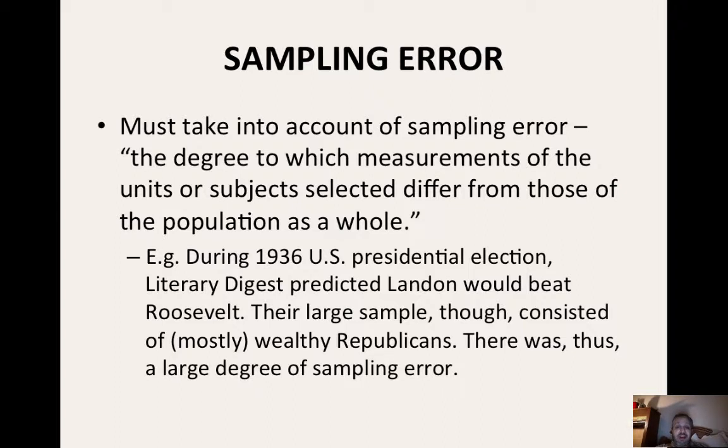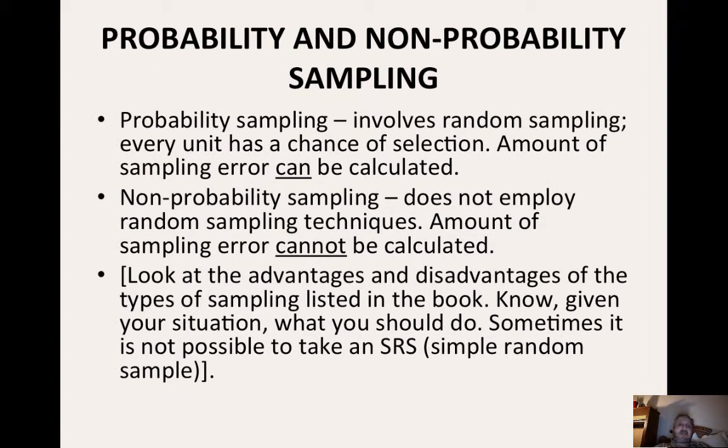They basically talked to a bunch of wealthy Republicans. So there was a large degree of sampling error, but they didn't take that into account, and they lost a lot of credibility, right, when they predicted that Landon was going to win, because Roosevelt ended up winning. They ended up shutting down Literary Digest, I think 2 or 3 years after that election season.